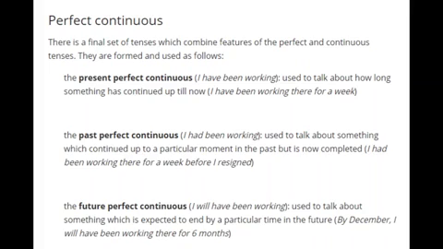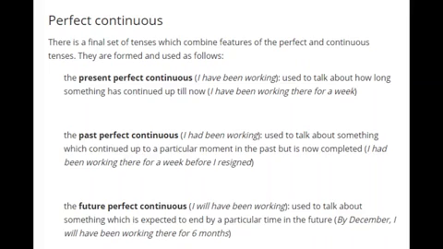Now come to the future perfect continuous. It is formed by I will have been working. It is used to talk about something which is expected to end by a particular time in the future. For example, by December, I will have been working there for 6 months. That means perfect continuous tense.